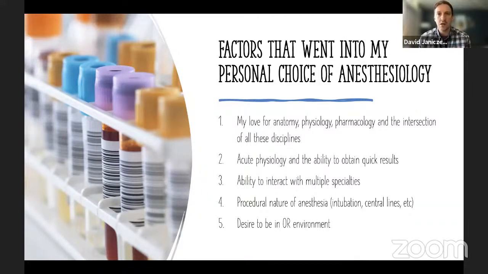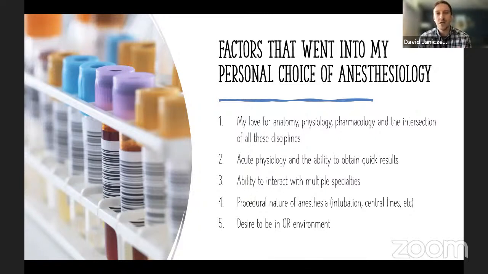Secondly, I really loved acute physiology. Things happen in the operating room very quickly. And so we have to be able to intervene on those. For example, if a patient has low blood pressure in the operating room, we have to know first what's going on, and then second of all, how to treat it. And so just being able to do those things, I find that very interesting and it keeps me, I guess, on my toes and nothing is really boring in the operating room from that perspective. So I really like it that way.